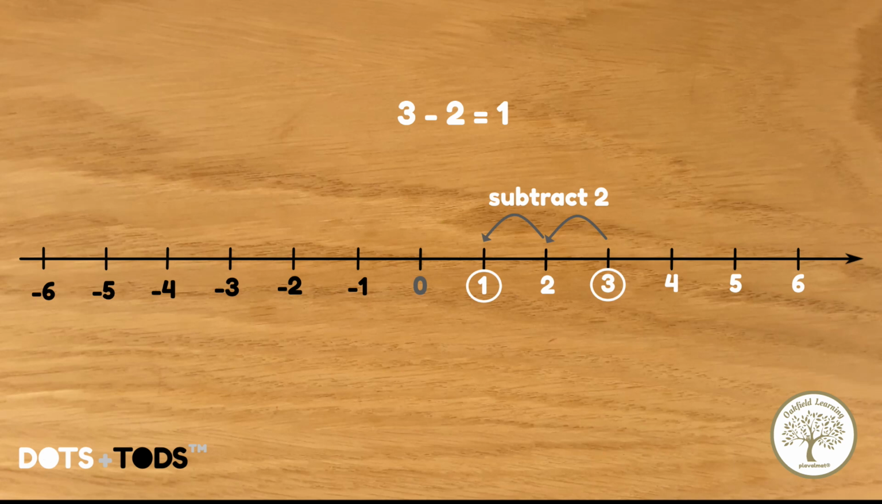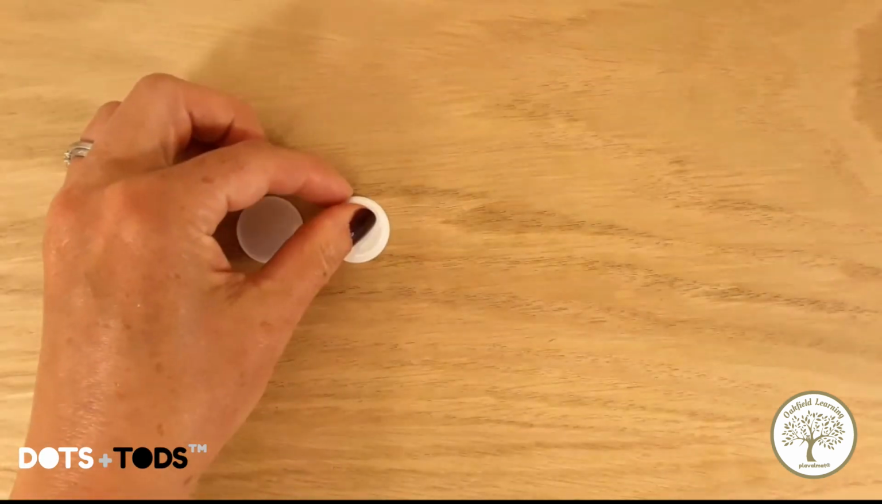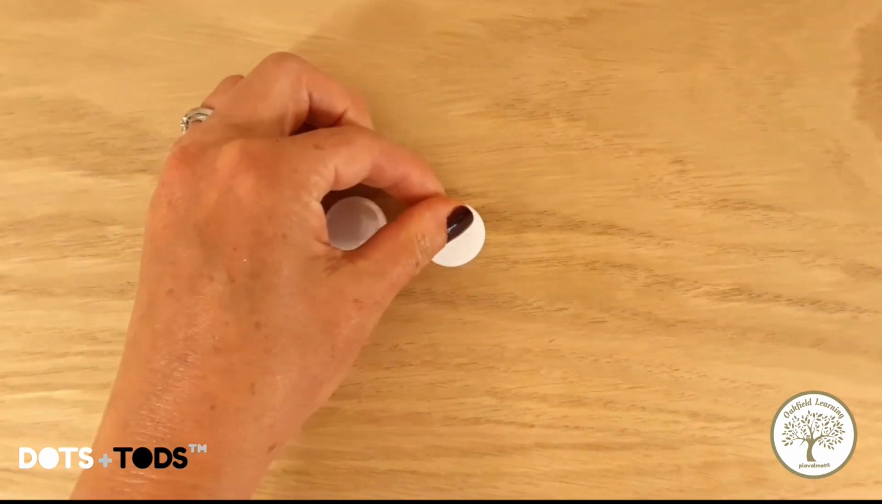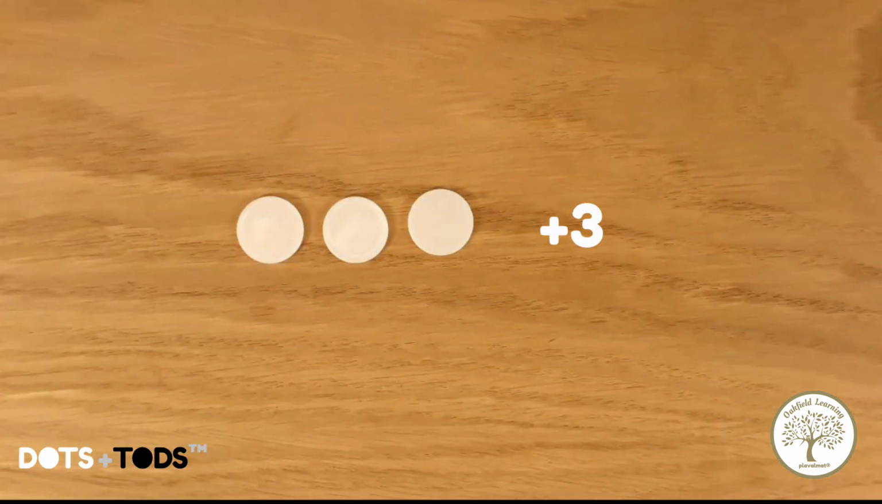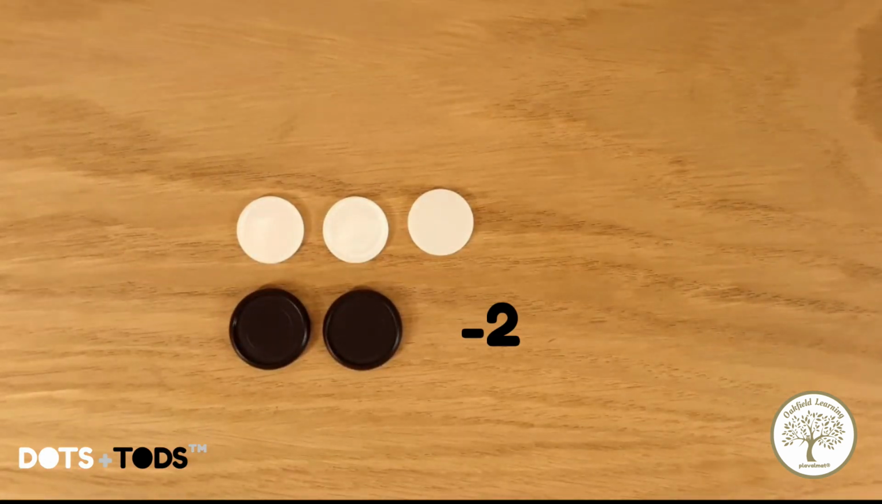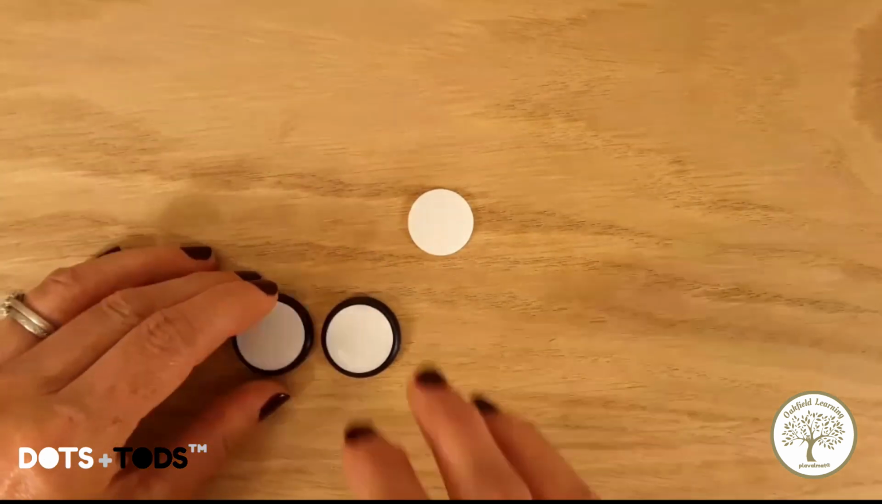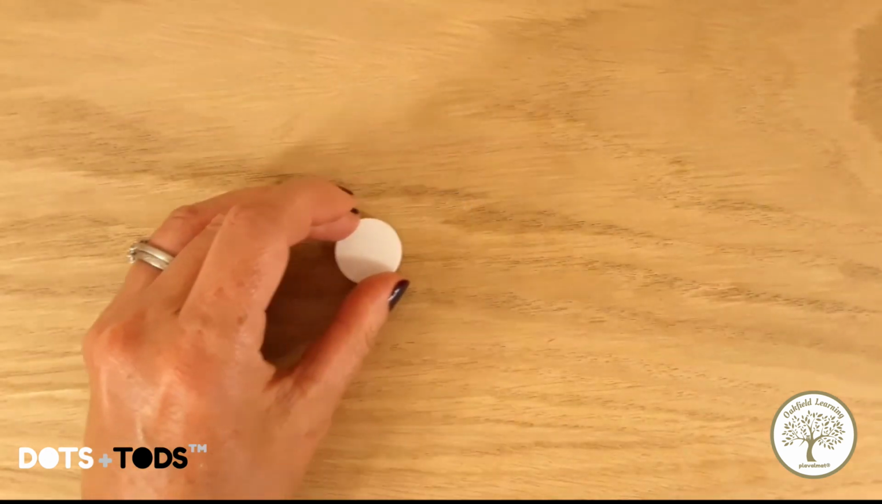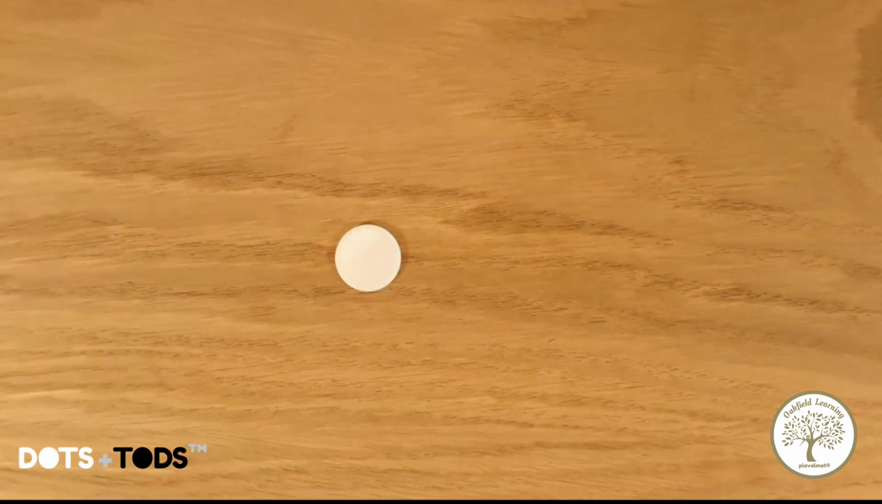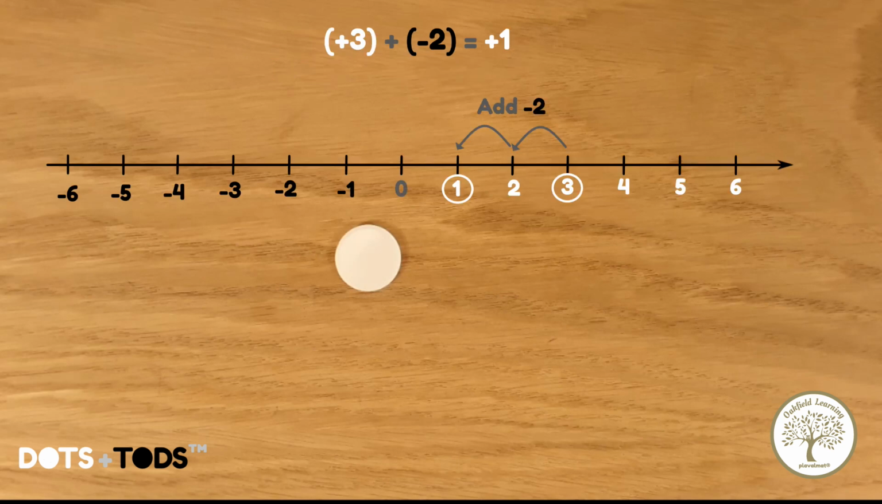We can use our dots and tods to model this with concrete representations. We'll start by using 3 white +1 dot counters to represent the value of +3. Now we're going to add 2 black tod counters to represent the value of -2. We're able to make 2 sets of 0 pairs, and when these are removed, we're left with 1 white dot counter with a value of +1. So +3 add -2 is equal to +1. Again, we get the same answer as we did on our number line.